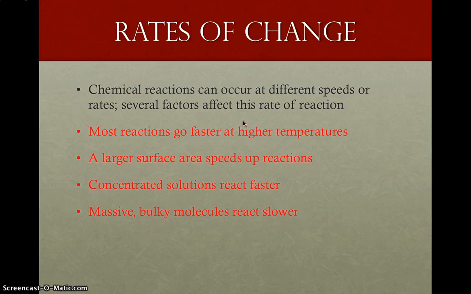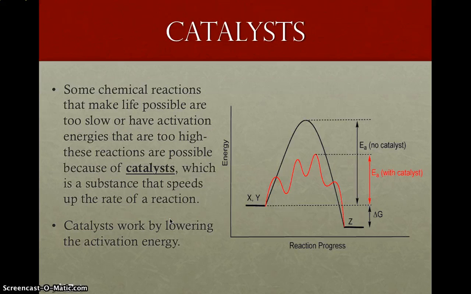Okay, now we're on to number 14. What are some things you can do to make a reaction slower? Most of you got this right. So you could lower the temperature, have a smaller surface area, less concentrated, or have a massive bulky molecule. Okay, and now we're actually going to jump down towards the bottom of your study guide, all the way down to number 34.